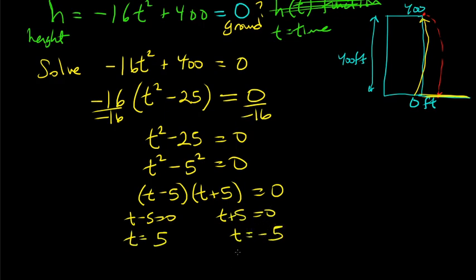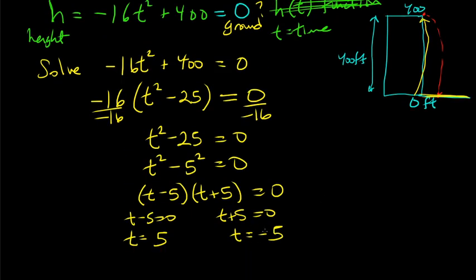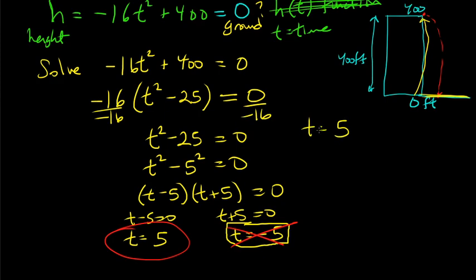Well, negative time, I guess it makes sense. It just means 5 seconds ago, right? This is in seconds. But when we dropped the rock, that was at time t equals 0. So 5 seconds ago, we don't care where the rock was. It's not on the ground. So it's 5 seconds after we drop it, right? So we'll use the positive 5 seconds. Right? So I think that's the answer.